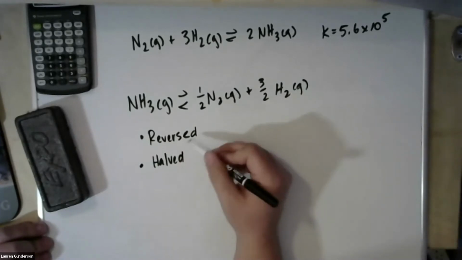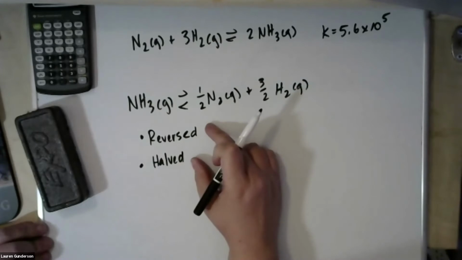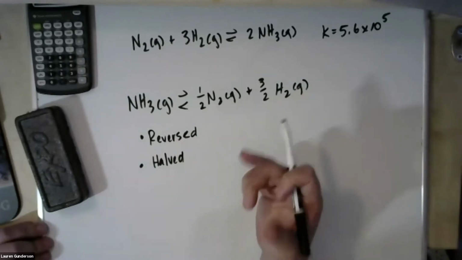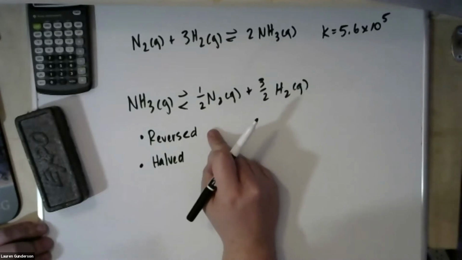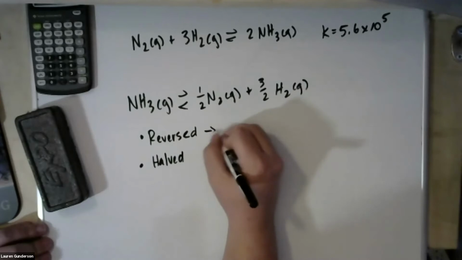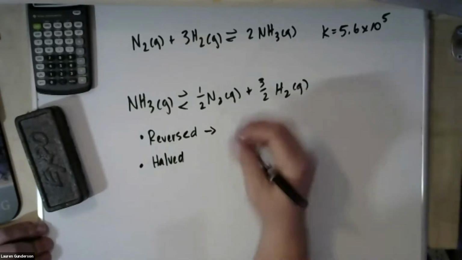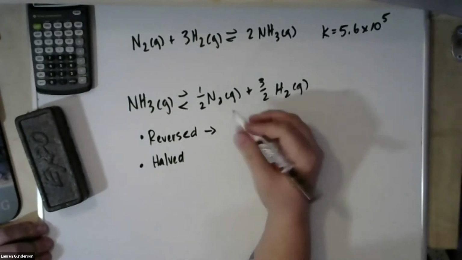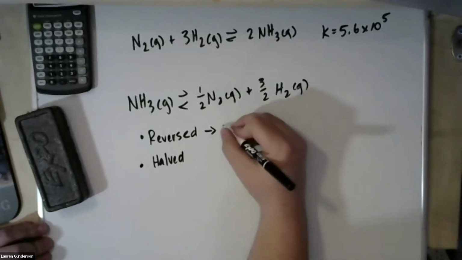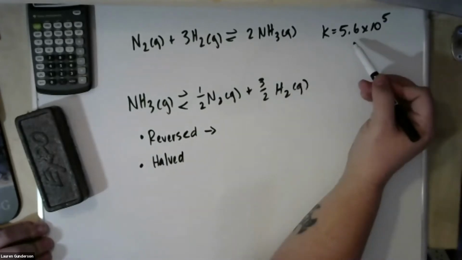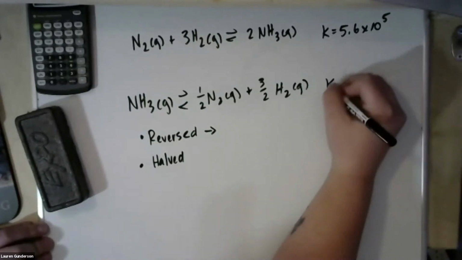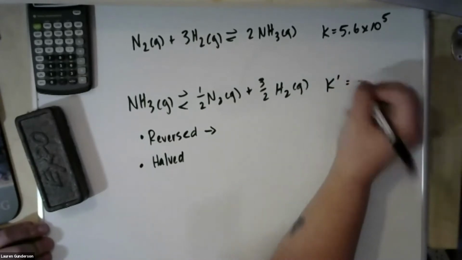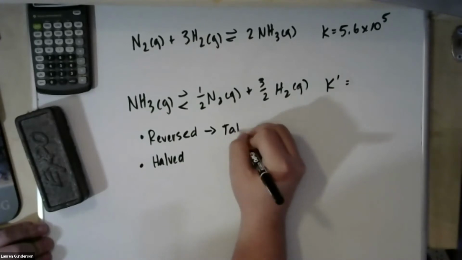So we have to change K in a way that matches these changes. Okay, so when we reverse a reaction, that affects K. When we reverse a reaction, we're going to take the inverse of the K value, and that's going to represent our new K for this reaction, K prime, we can call it. Okay, so we're going to take the inverse.